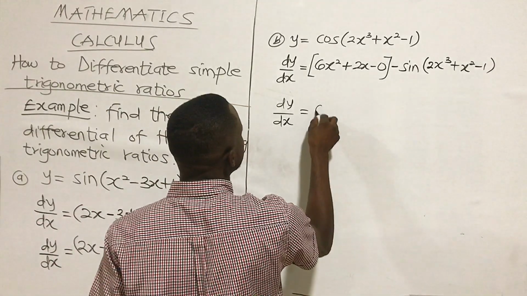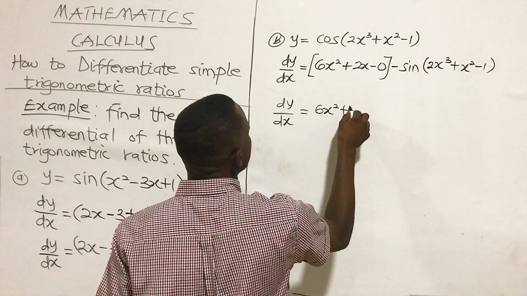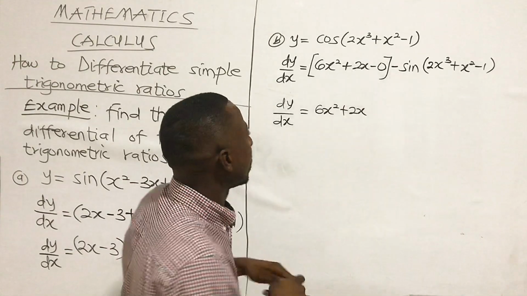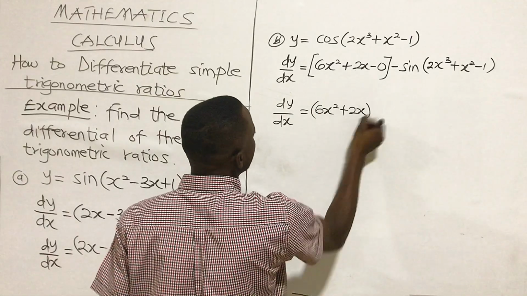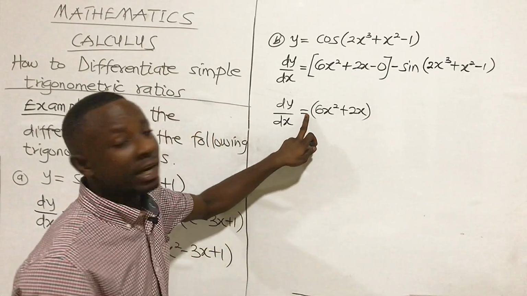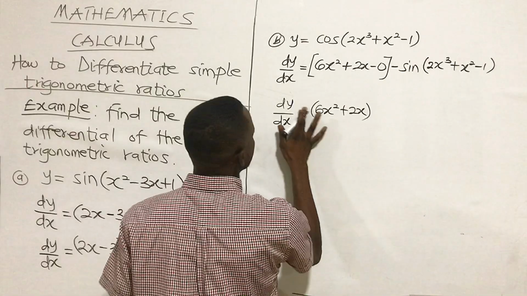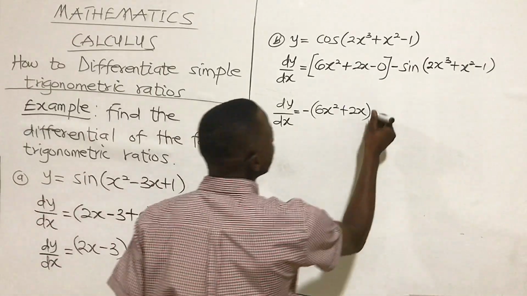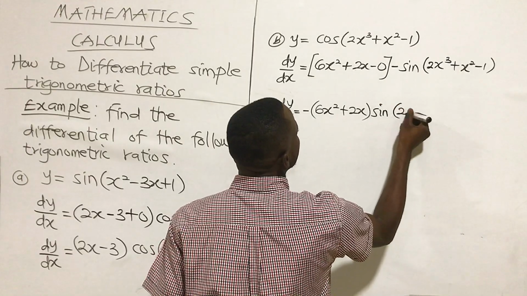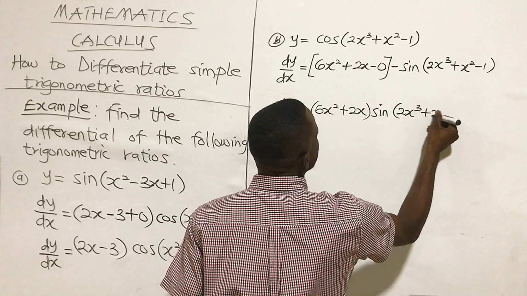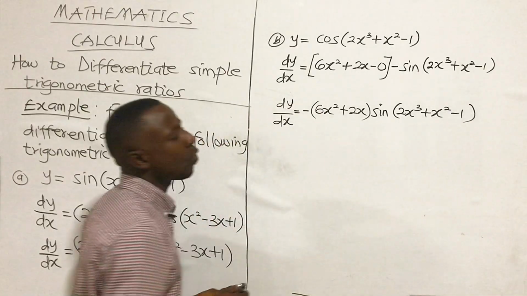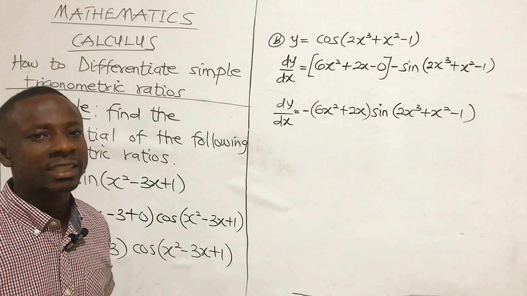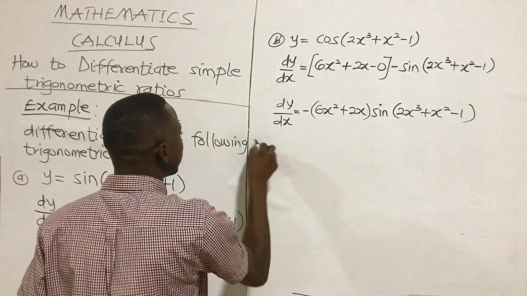So from here we have 6x squared plus 2x. Because of the negative, let me put this one in a bracket. Then I'll bring the negative here. So we have minus 6x squared plus 2x sine of 2x cubed plus x squared minus 1. And this is how it is done. The next question. C.